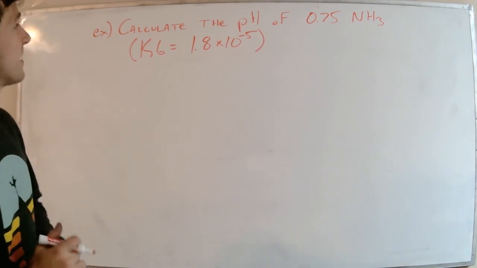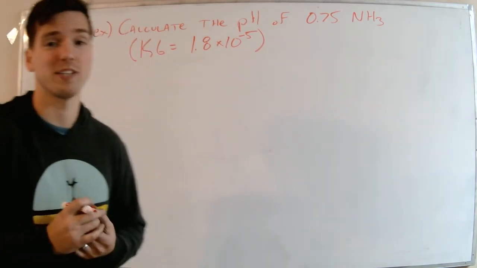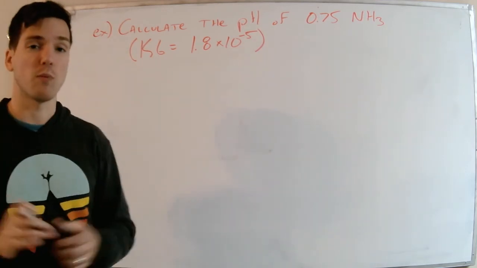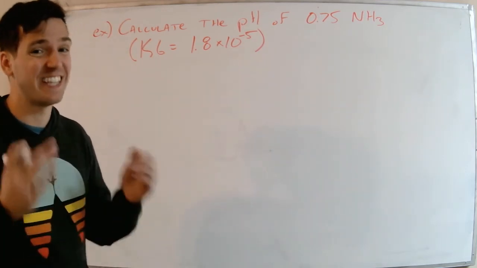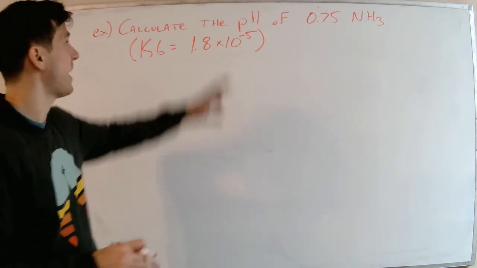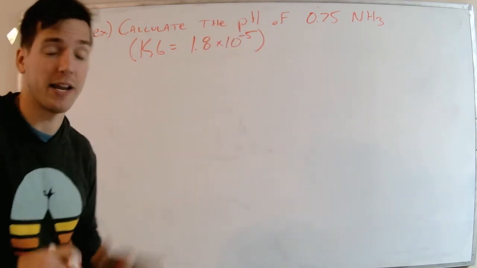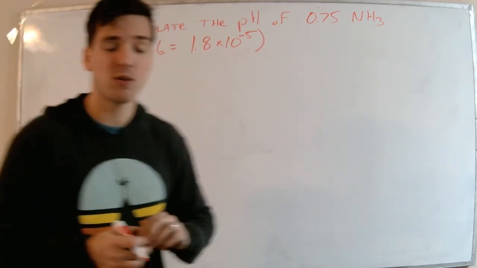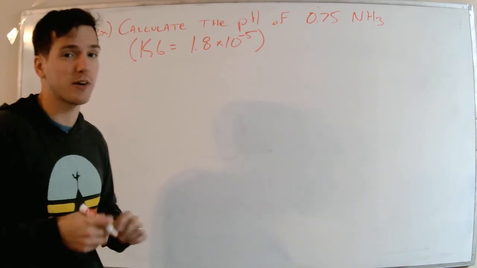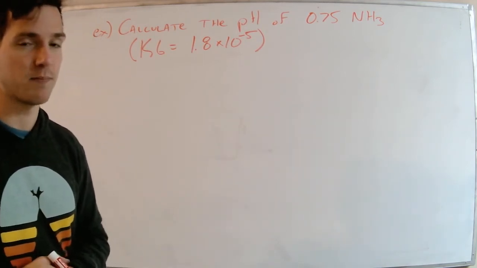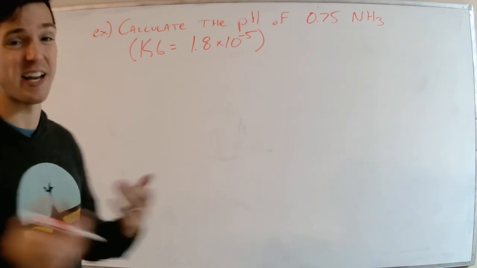I'm looking at this one and it says calculate the pH of 0.75 NH3, and it says Kb equals 1.8 times 10 to the negative 5th. This is a weak base, but it wants pH. Pay attention to that, right? It wants pH. So we have a weak base right now, so anything we solve for, remember, that's going to be on that pOH side of the scale. So we got a weak base, we're going to have an ice table.